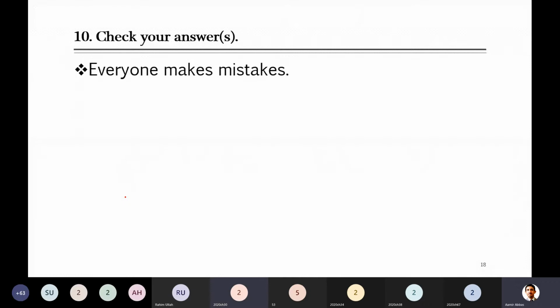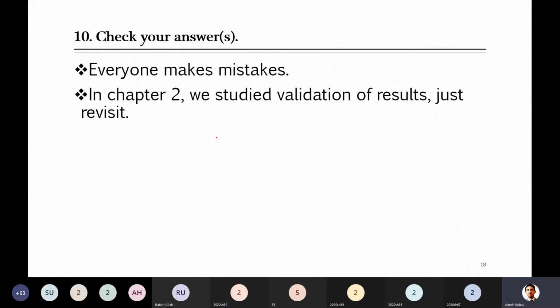So in order to check the answers, as mentioned here, everyone makes some mistakes. There are always some mistakes. So how can you find whether you have done it correctly or it is not correct? In chapter 2, I think you remember there was one topic related to validation of result. Do you guys remember something from that?